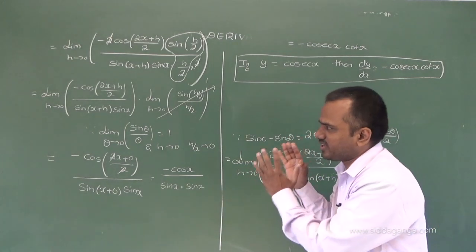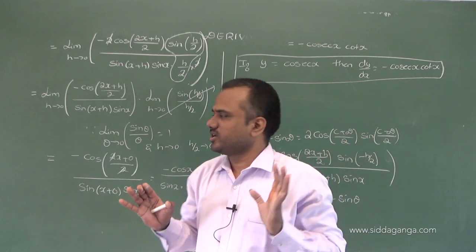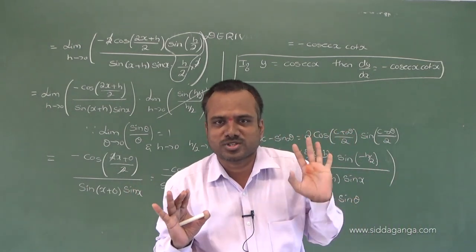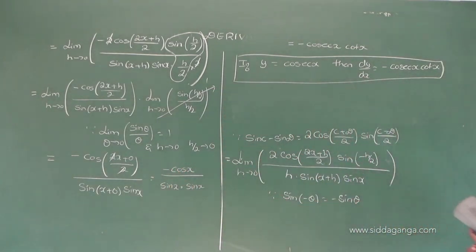Observe the proof very carefully. This sixth trigonometric function is finished. So the sixth trigonometric function is very, very important for the first principle method. Observe this proof very carefully. It is a very important proof.